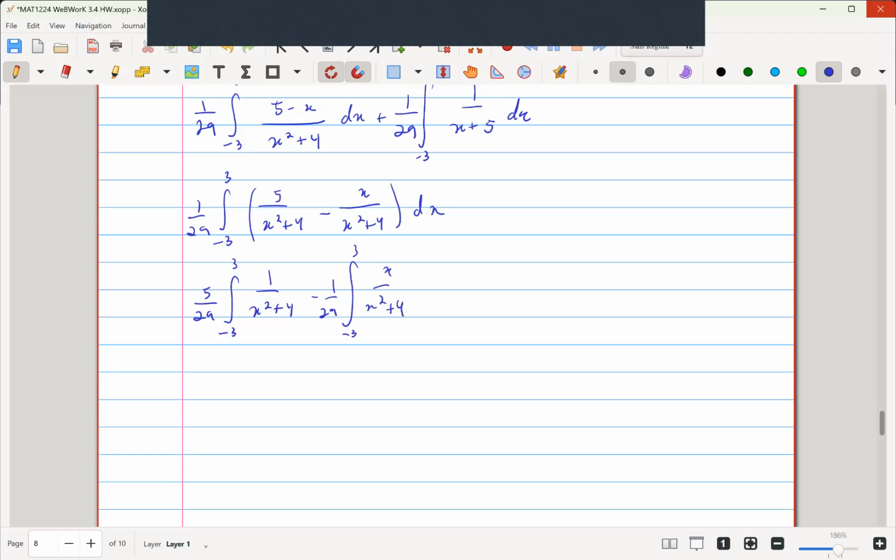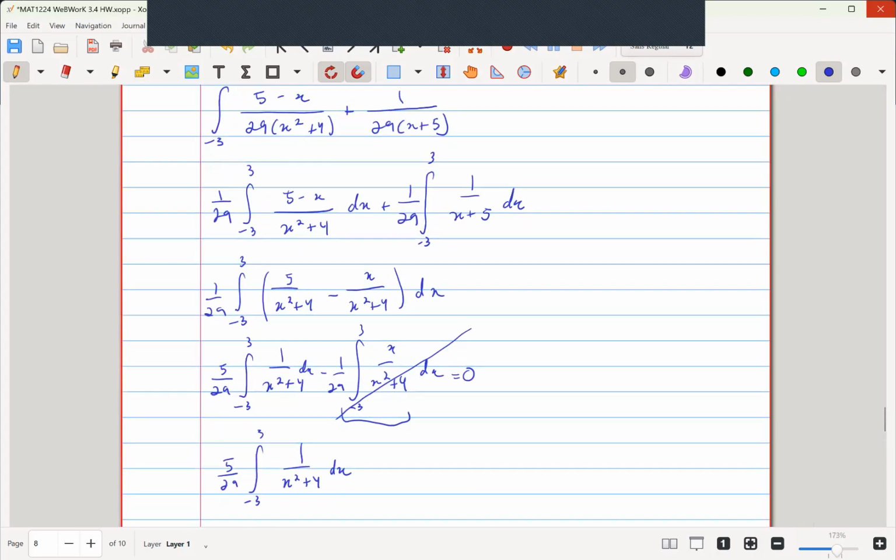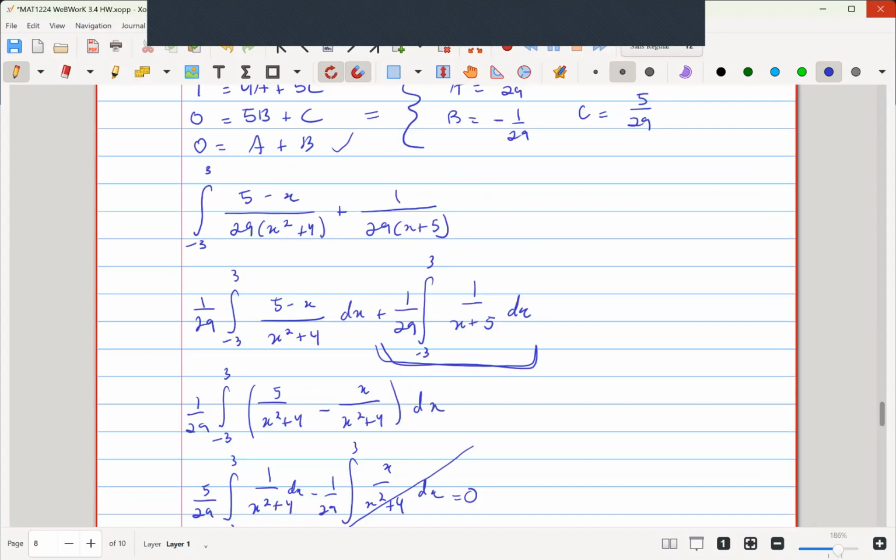This integral dx. This integral is going to be evaluated at 0, so it's going to fully cancel out. So we're just left with 5 over 29, integral of -3 to 3 of 1 over x squared plus 4 dx. And then our original, this integral. But first, we're going to evaluate this one, where we're just going to factor 4 from the denominator, move it up here.